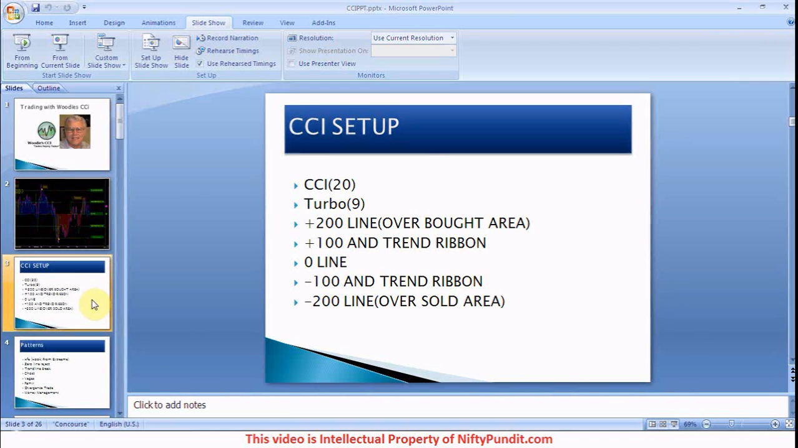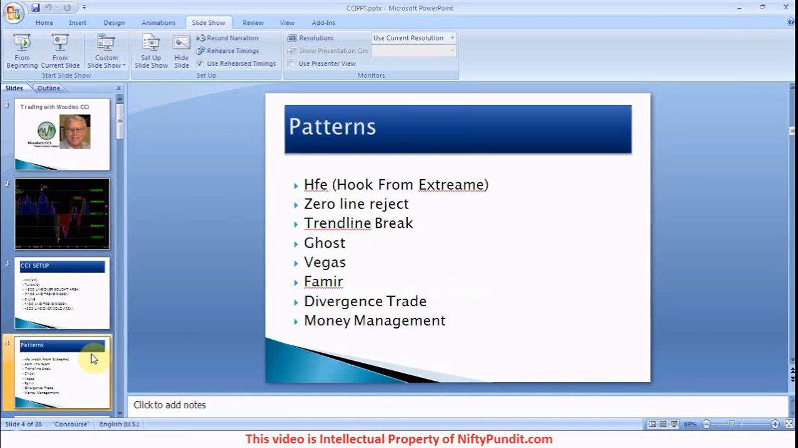These are the setups. The patterns we are going to cover today are HFE (hook from extreme), zero line reject, trend line break, ghost pattern, Vegas pattern, Famir pattern, and divergence trade and money management.